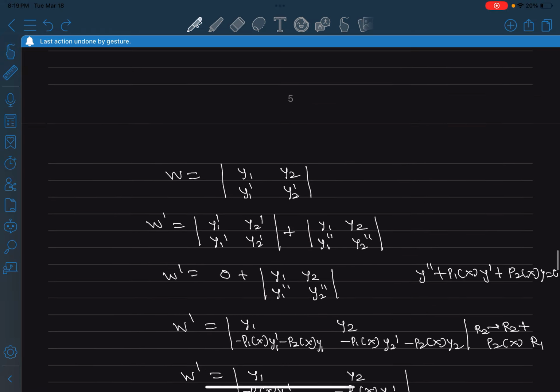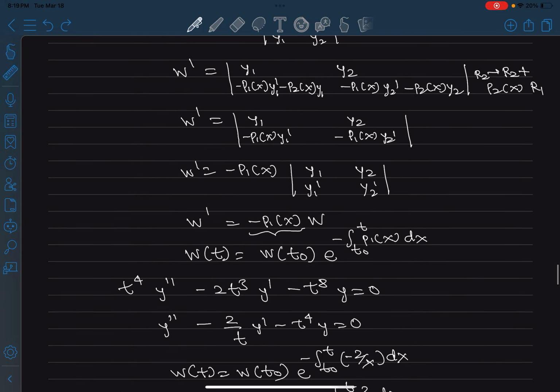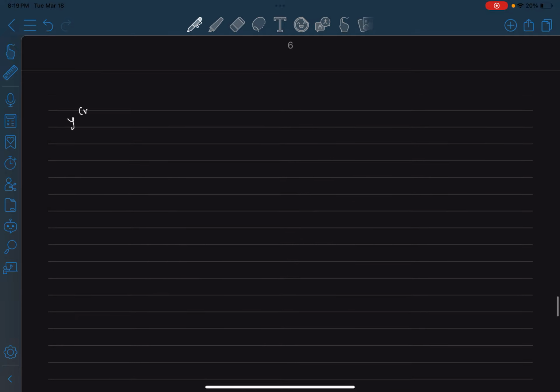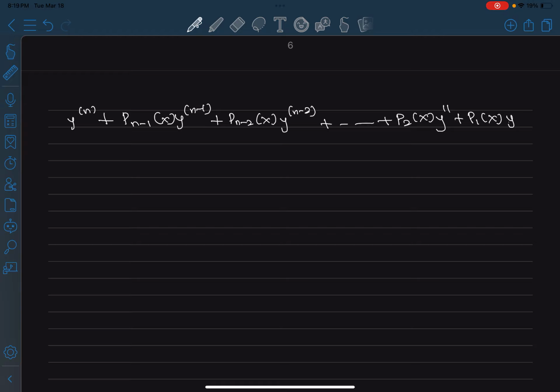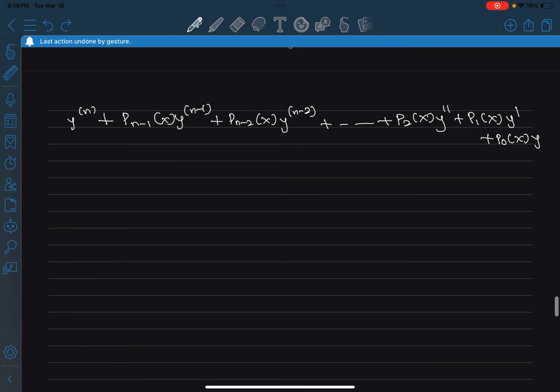So basically, there's this y, which is nth order, right? And then there's p of n minus 1 of x times y, the n minus 1th derivative, and maybe p n minus 2, y to the n minus 2, and then it goes on. Maybe there's p2 of x, y double prime, plus p1 of x, y single prime, plus p naught of x, y is equal to 0. We need to find its Wronskian, right?